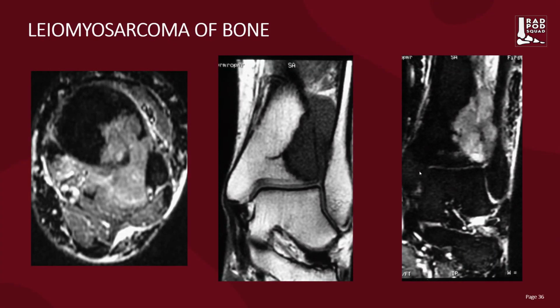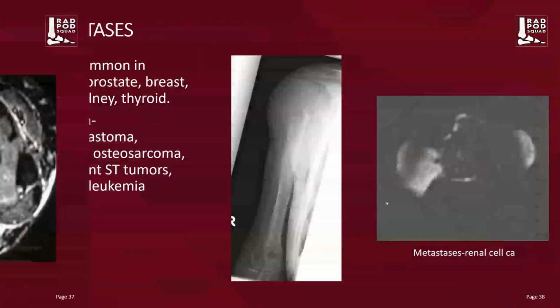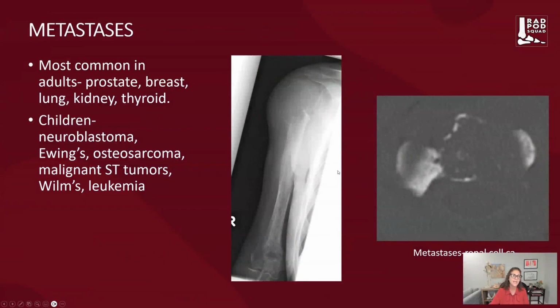a leiomyosarcoma of bone. Here, metastasis in the workup of that patient in the chest CT. Notice the aggressive nature of this lesion metastasizing to other areas of bone. Here we are seeing our post-contrast peripheral enhancement of this leiomyosarcoma, very infiltrative lesion at the level of the ankle. And of course, unfortunately, bone metastasis is the most common in adults.